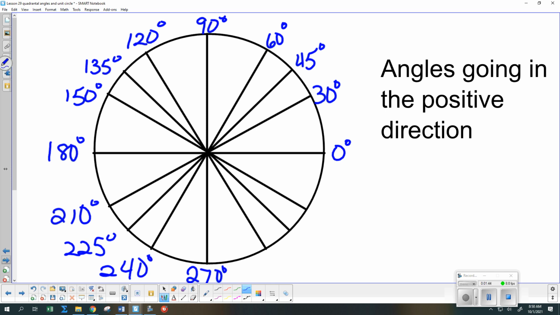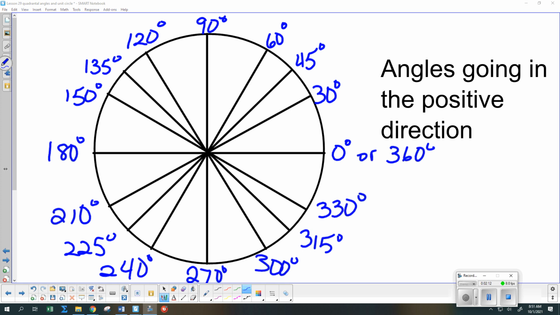240, 300, 315, 330, and when we get back to the starting place, that's also 360 degrees. Do be sure you remember your degree signs on these. It's going to be another way of measuring angles, and if we don't have a degree sign, it means we're talking about another kind of measurement.